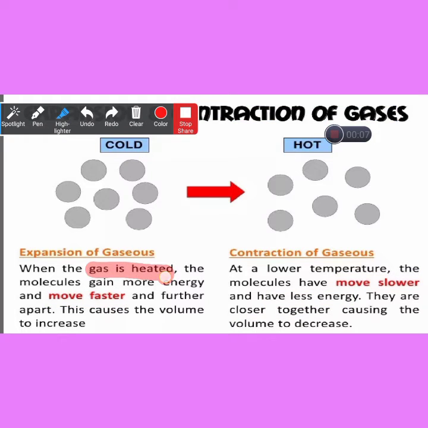Expansion and contraction in gases. As we know, in expansion, molecules gain energy and move faster, and in contraction, they move slower. Volume increases in expansion and volume decreases in contraction.